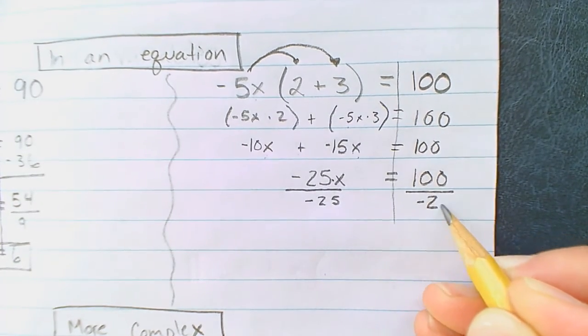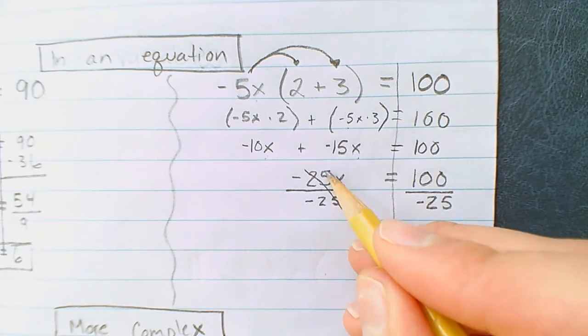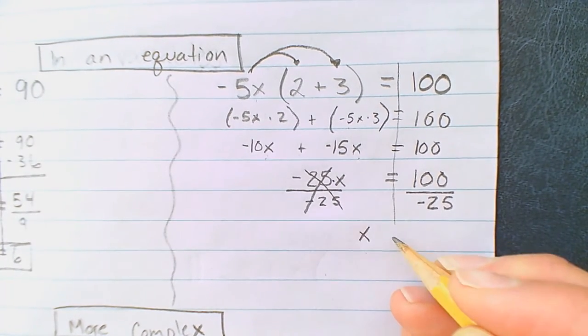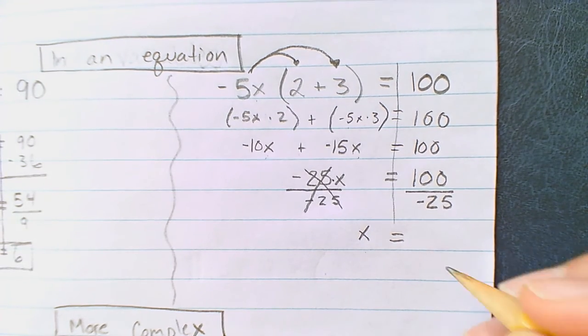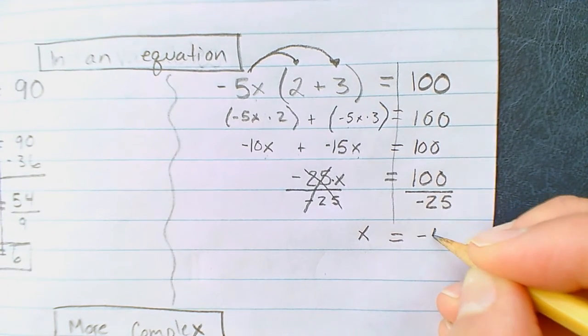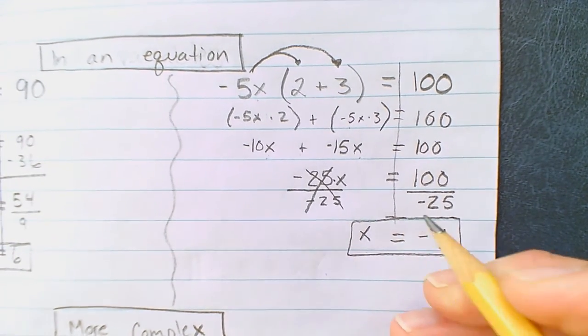This crosses off the negative 25 on the left. We are left with x on the left-hand side. 100 divided by negative 25 is negative 4. So x equals negative 4. And that's your final answer.